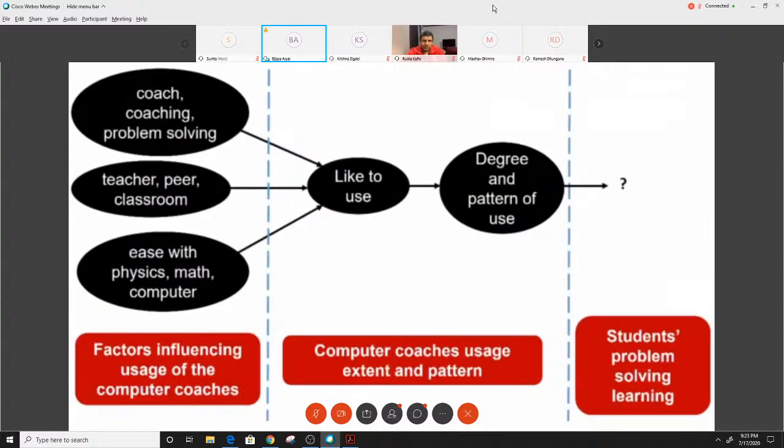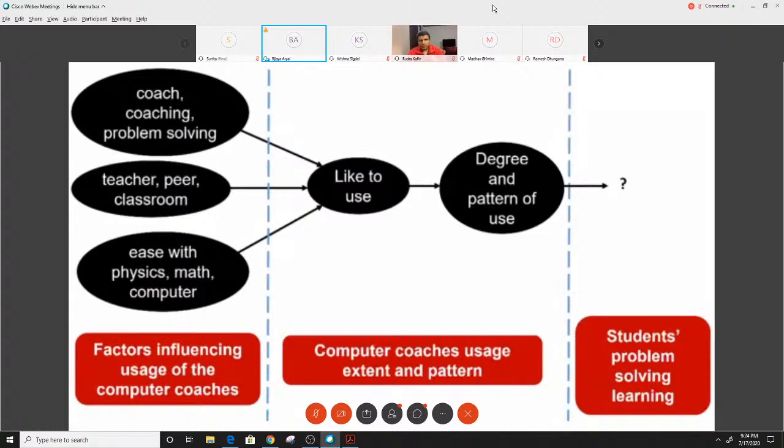In terms of attitude, what is their attitude about coaching and problem solving? Social pressure means, what do they feel about the pressure or the motivation from teacher, peer, and classroom? What kind of ease do they have with physics and math and computer? That is also going to determine it. Basically, that's what we found from the interview. Based on these three things, these are the factors that influence students' usage of the computer coaches. Whether they like or dislike is determined by these three things, and based on that, the degree and pattern of usage will be determined. Ultimately, these things will determine their learning and performance.